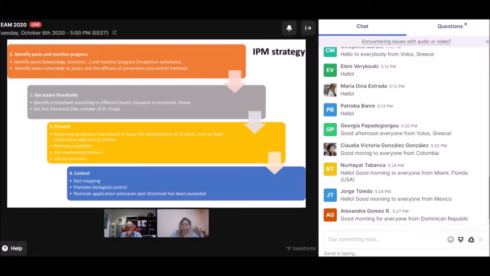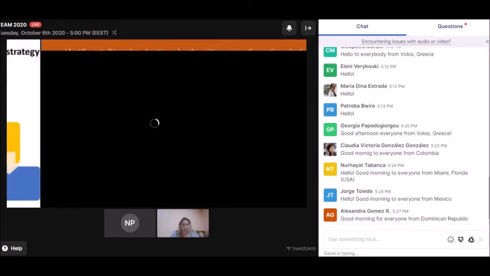As you all may know, IPM strategies start first by identifying pests and monitoring the progress of the pests. Action threshold. And the third action in IPM usually is to prevent the pest. And the last IPM strategy is to control the pest, to reduce the amount of pesticides. Whenever the threshold that has been put at first in the action 2 is overhead, then it's at this moment that pesticide can be applied. But before, everything is tried not to use pesticide.